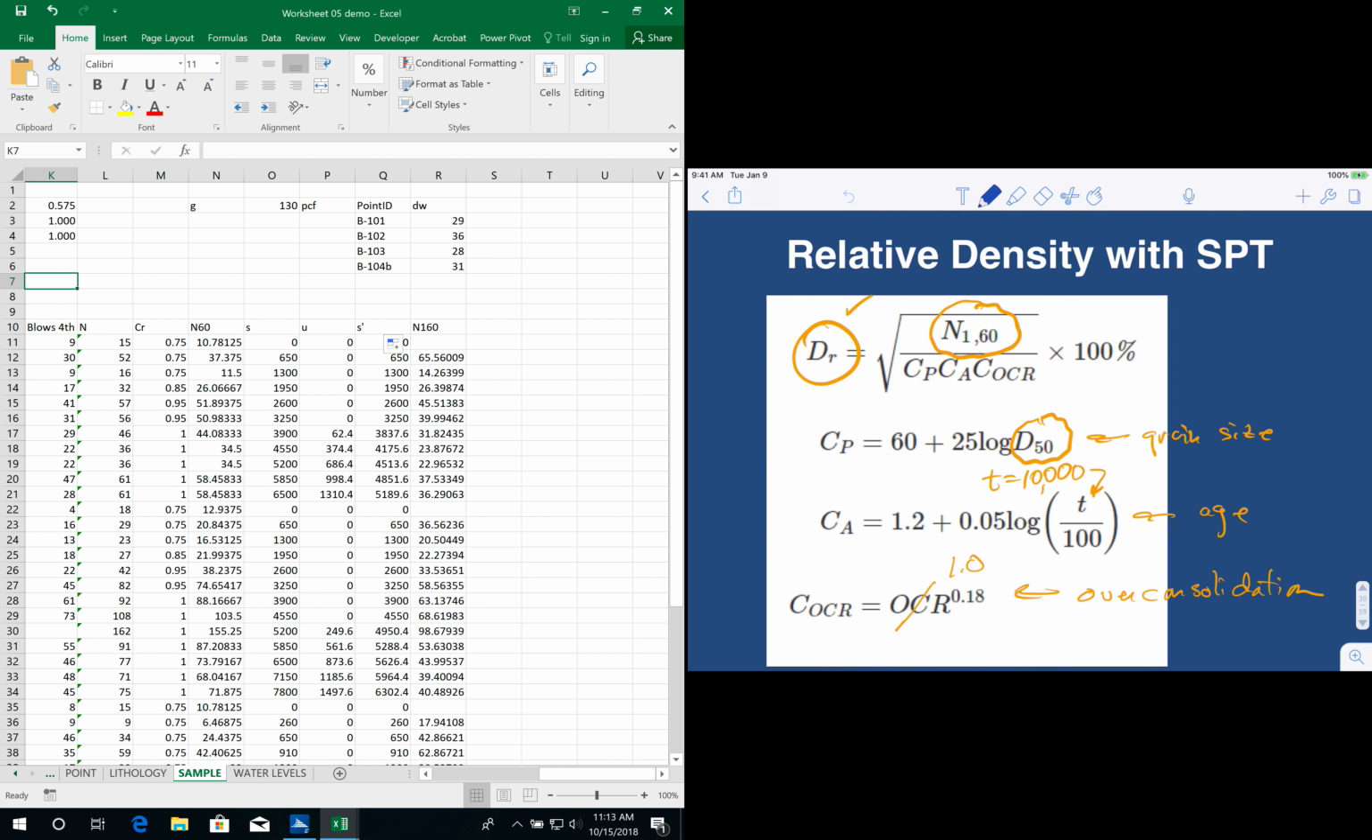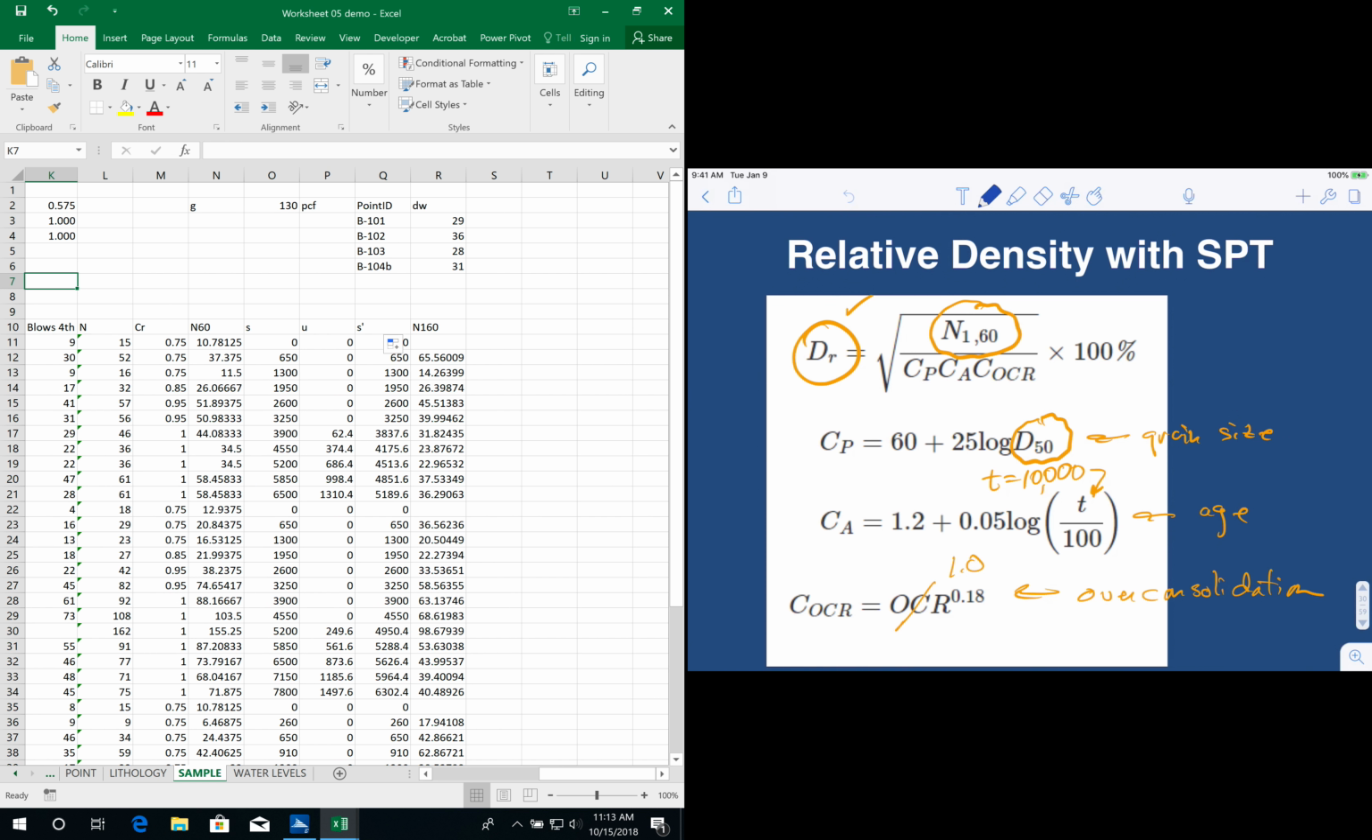So the first one is based on grain size, the second one age, and the last one is based on over-consolidation ratio. For this one, we're just going to assume that the over-consolidation ratio is 1. We'll assume that this has been placed within the last 10,000 years, and so that'll be the correction factor there. And then we need some sort of correction factor for the grain size.